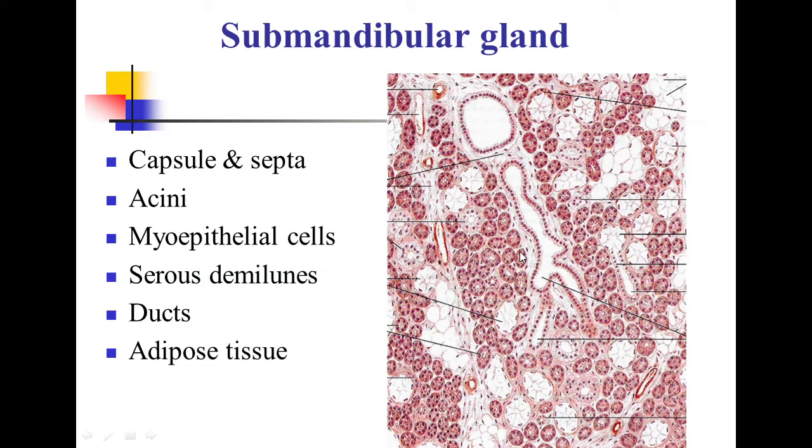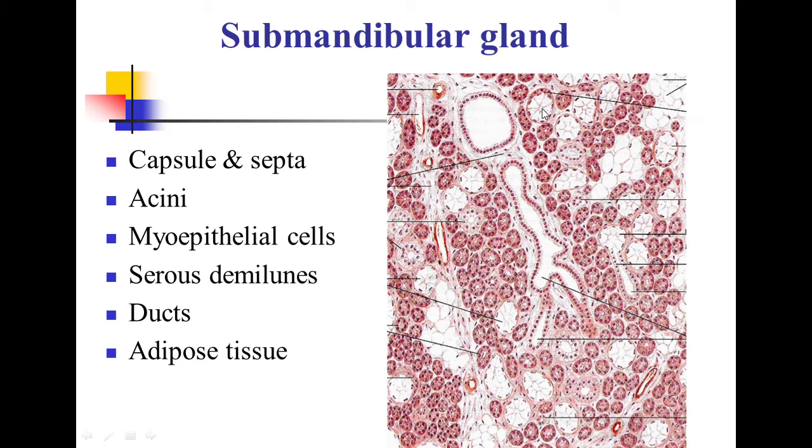One of the important characteristic features of the mixed salivary gland is serous demilunes. Now serous demilunes means in the mixed salivary gland there are both acini. So at some places the mucous acinus is capped by serous acinus. So the mucous acinus is capped by cells of serous acinus. So this structure is called serous demilune.